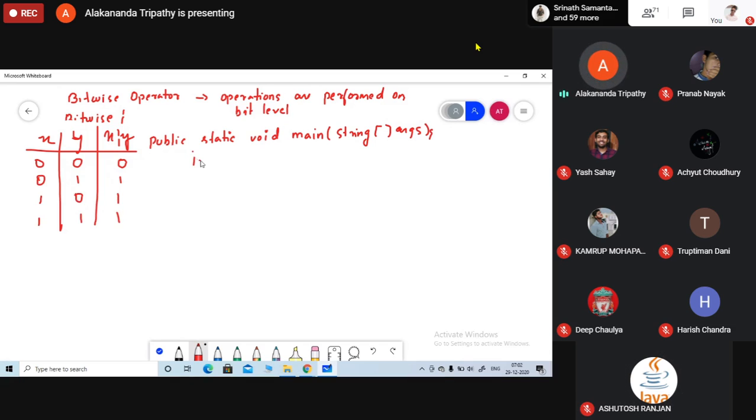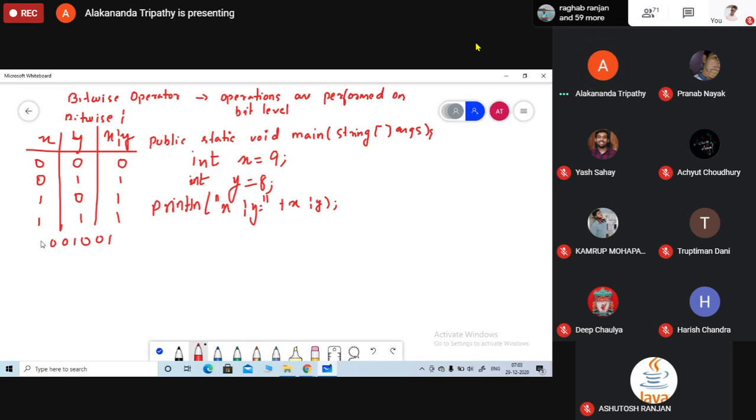Okay, if I write int x is equal to 9, int y is equal to 8, println x or y, within the inverted quotes plus x or y.